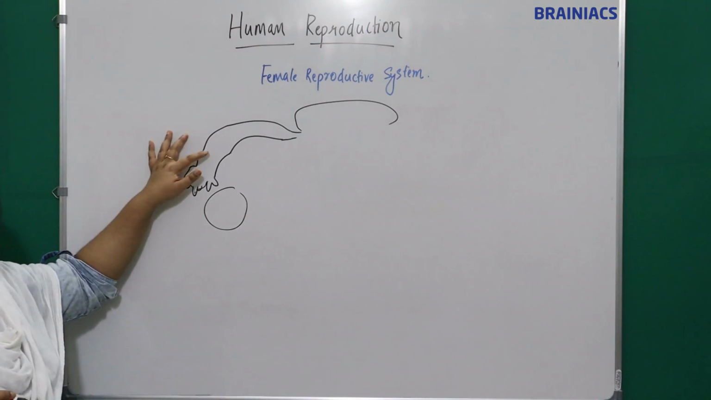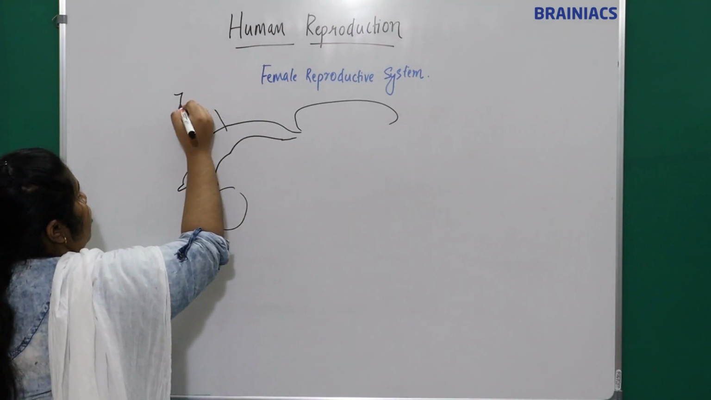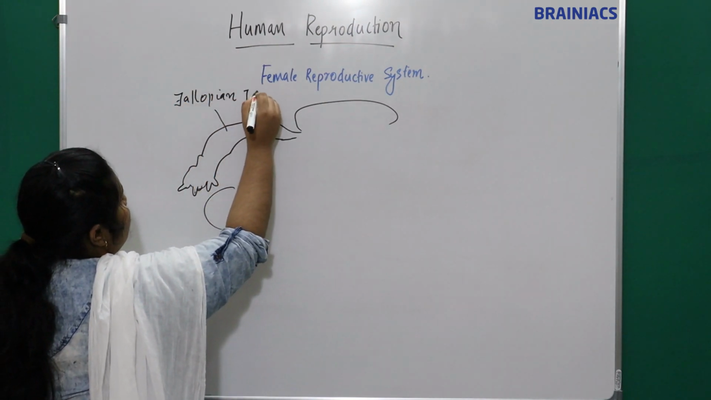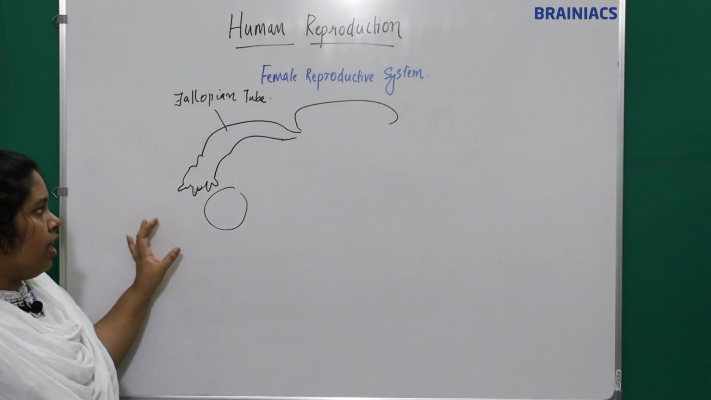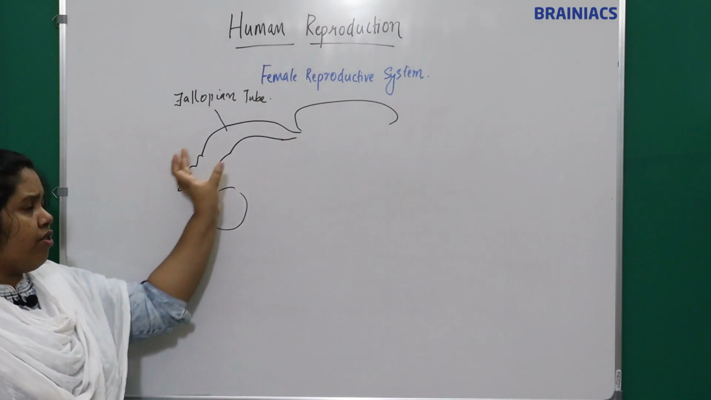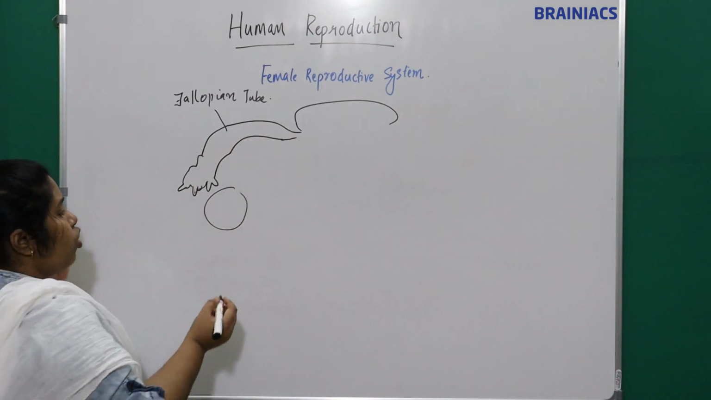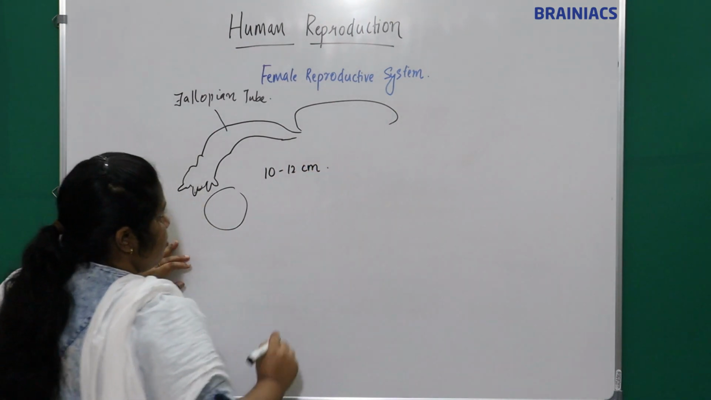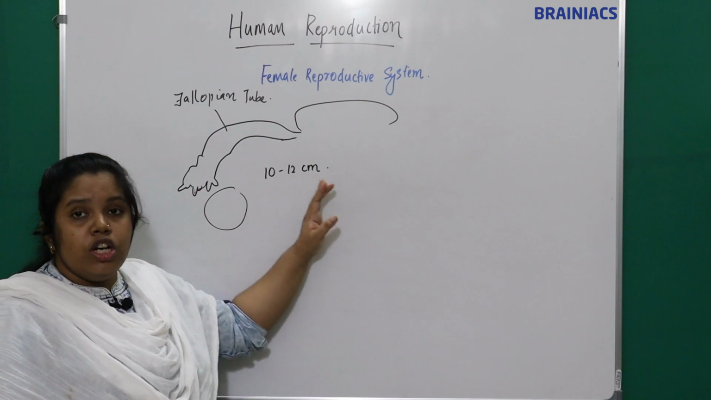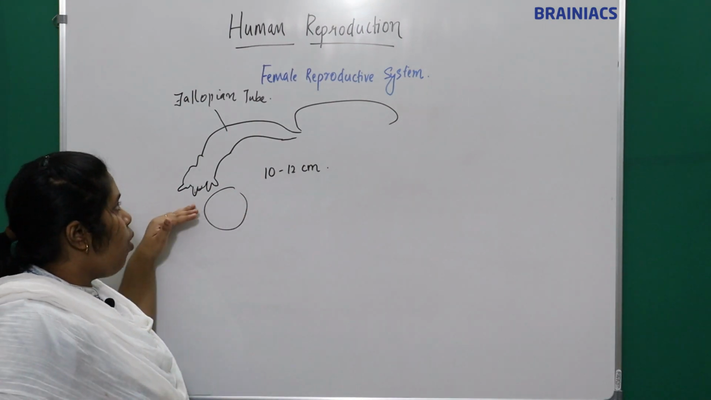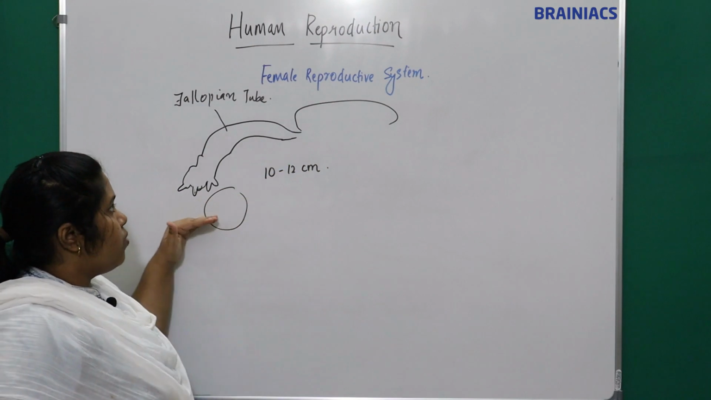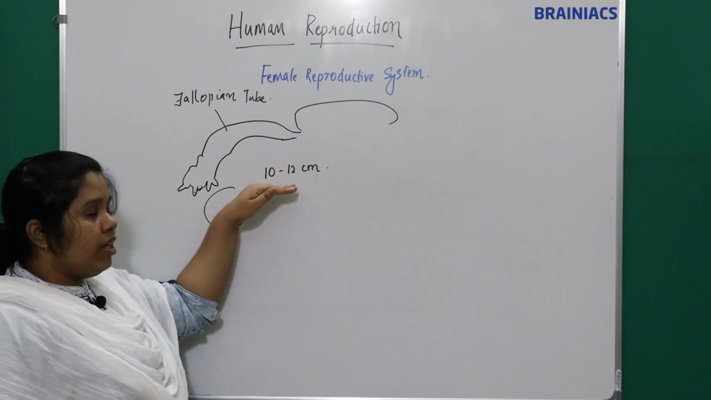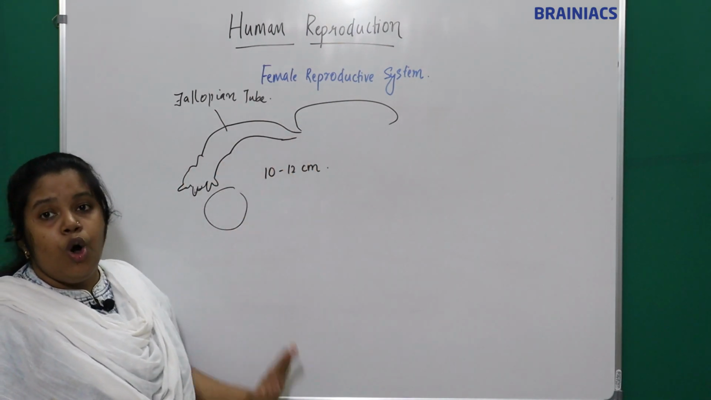Okay, this is the next part, which is called the fallopian tube. Now we are going to discuss the fallopian tube. It is a straight tube, not coiled, with a length of 10 to 12 centimeters, and it extends from the ovary to the uterus.